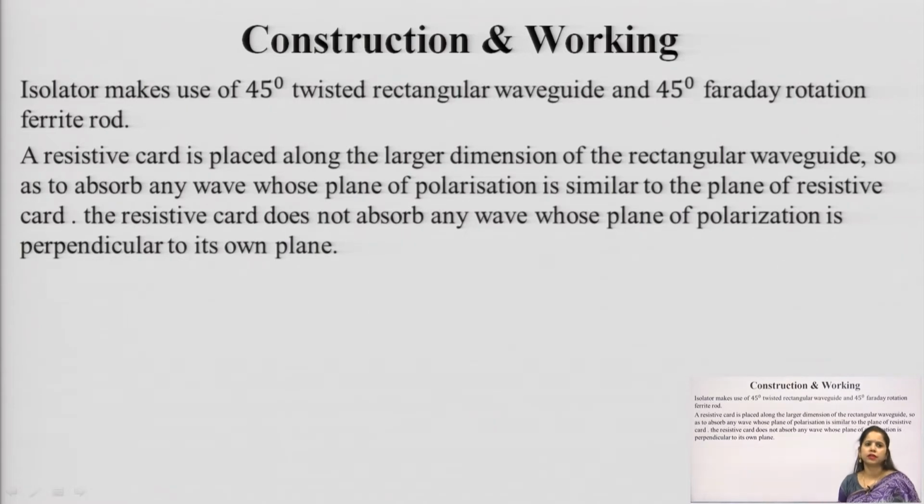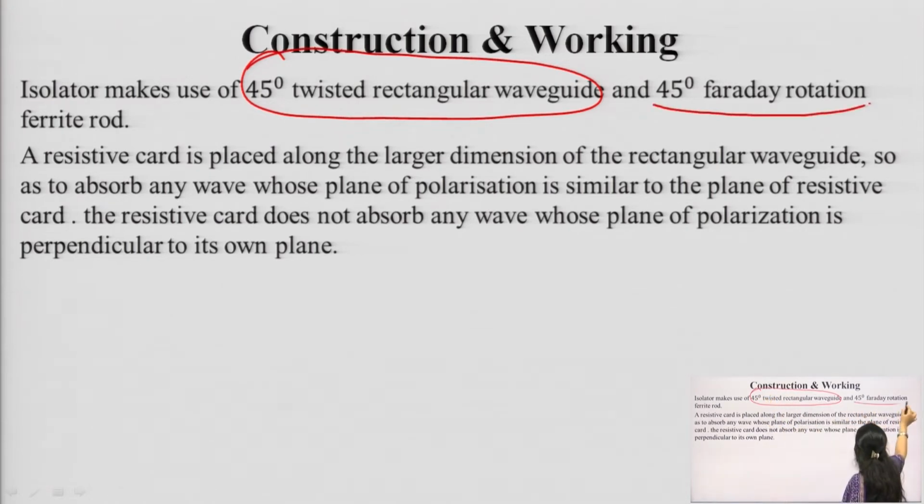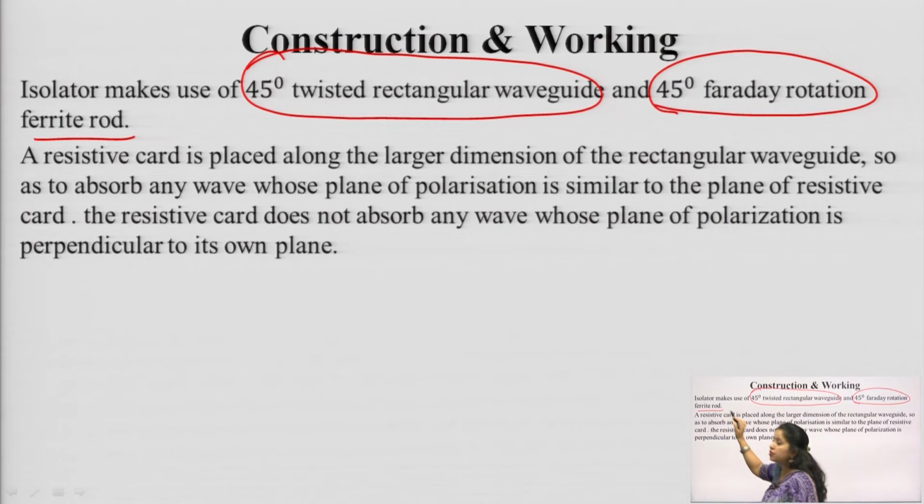So, what is the construction and working of the isolator? An isolator basically makes use of a 45-degree rectangular waveguide and a 45-degree Faraday rotation ferrite rod. This is the major component of the isolator. Apart from this, it also has a resistive card which is placed along the larger dimension of the rectangular waveguide.